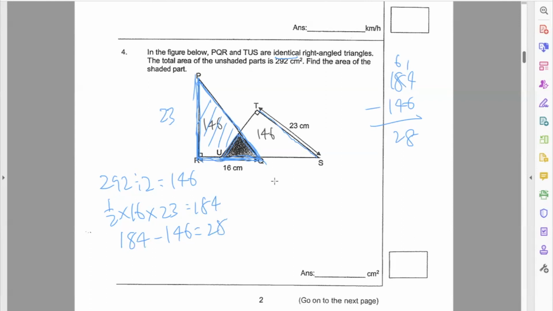Find the area of the shaded part. Let me try again. There's a careless mistake somewhere. 184 minus 146. No, sorry, this is 7, so this is 3, 38. So the answer is 38. All right, let's go on to the next question.